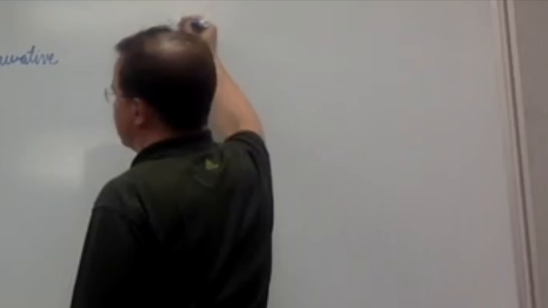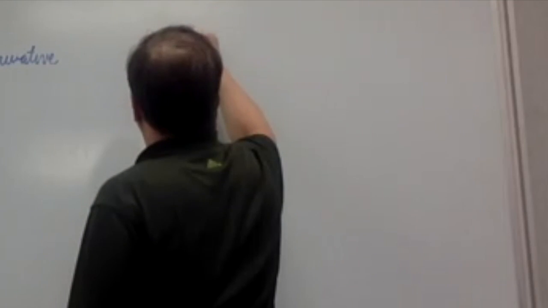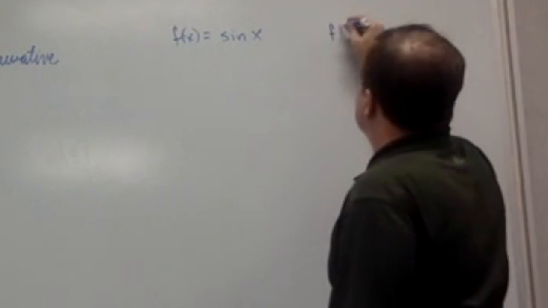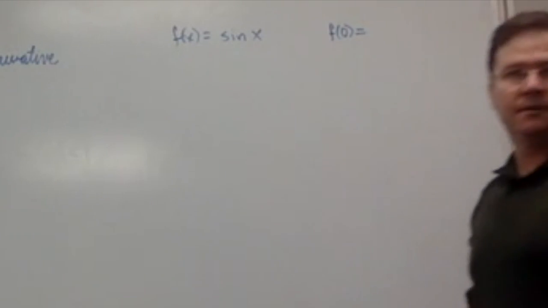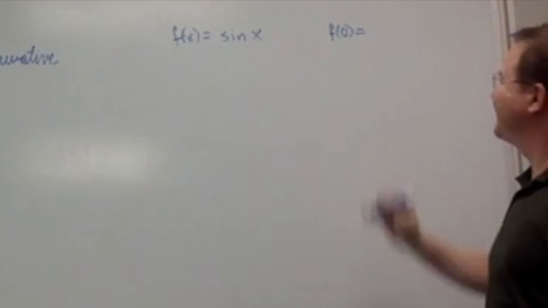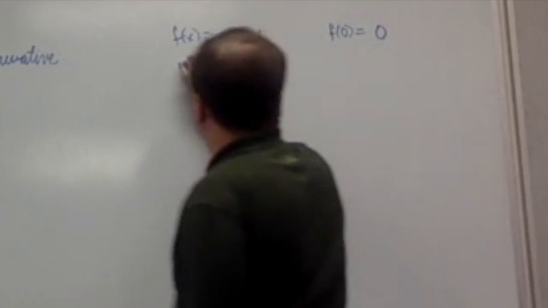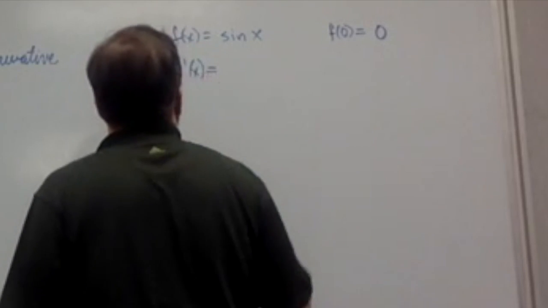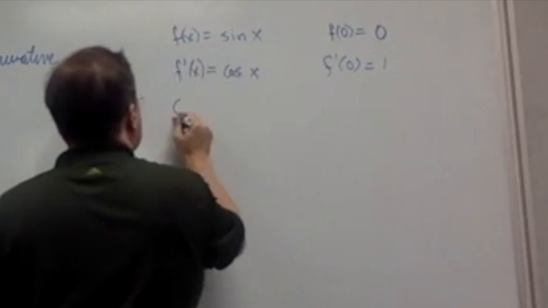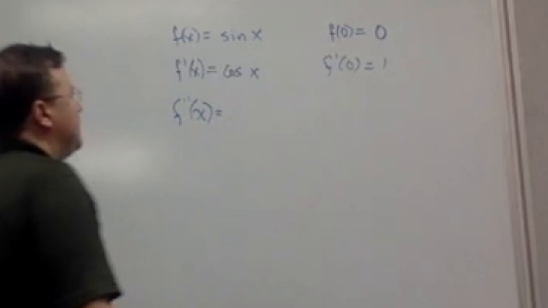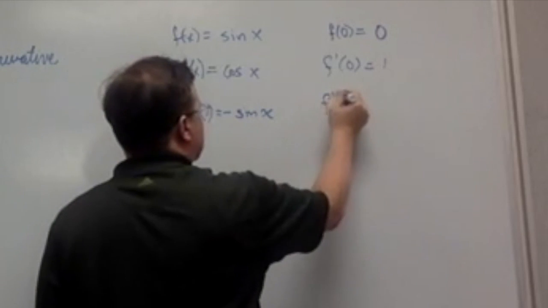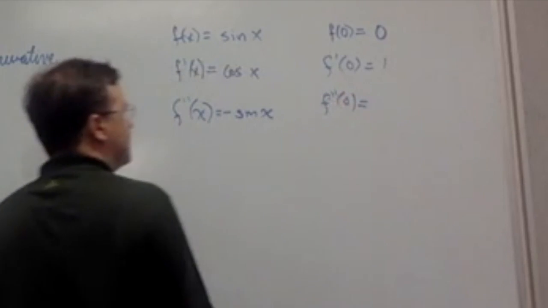Well, let's see. If f of x equals sine x, then f of 0 equals 0. My bad. f prime of x would be cosine, and that equals 1, so f prime at 0 would be 1. f double prime of x would be negative sine, so f double prime at 0 would be 0.